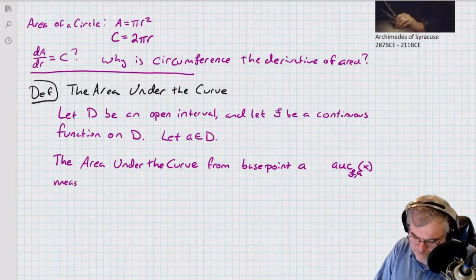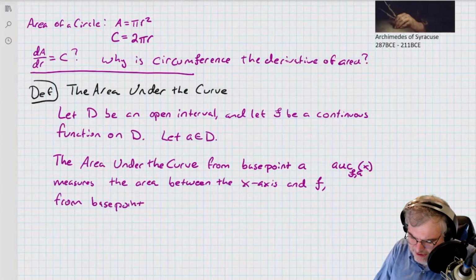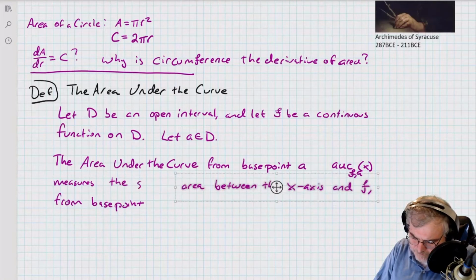It measures the area between the x-axis and f from base point A. And I should say something more here. It's not just the area, it's the signed area. And I'll show you what that means in just a moment.